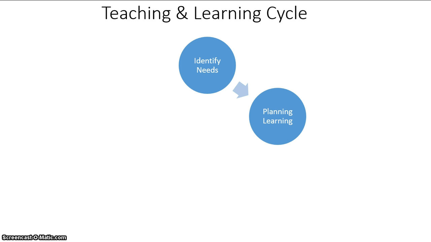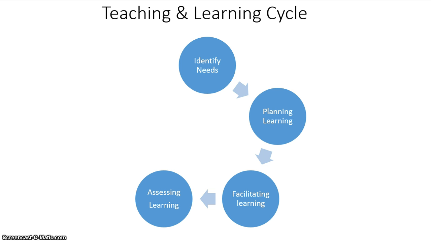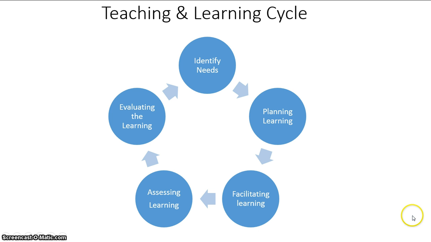So the first stage of the cycle is identifying the needs of the students, planning the learning, facilitating the learning, assessing learning, and finally evaluating the learning, and then the process will start again. Now, depending on where you work and what your role is, you may cover all these 5 stages, or you may only do some of those, but it's a good starting point.